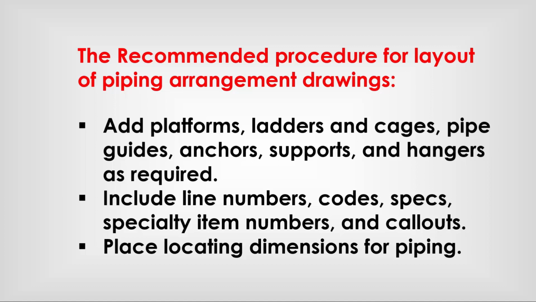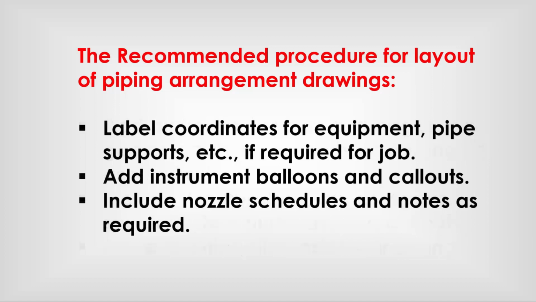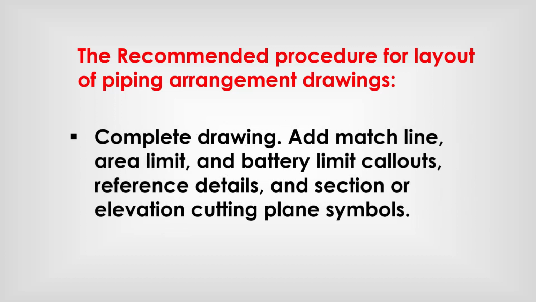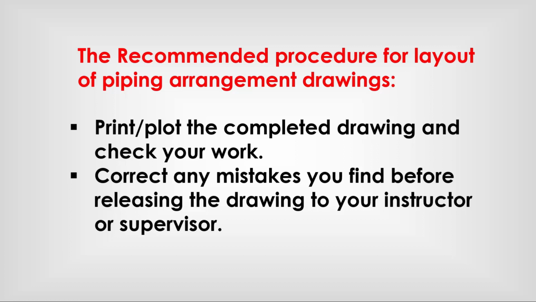Place locating dimensions for piping. Label coordinates for equipment, pipe supports, etc., if required for the job. Add instrument balloons and callouts. Include the nozzle schedules and notes as required. Complete the drawing, add match lines, area limit and battery limit callouts, reference details, and section or elevation cutting plane symbols. Plot the completed drawing and check your work. Correct any mistakes you find before releasing the drawing to your instructor or supervisor.